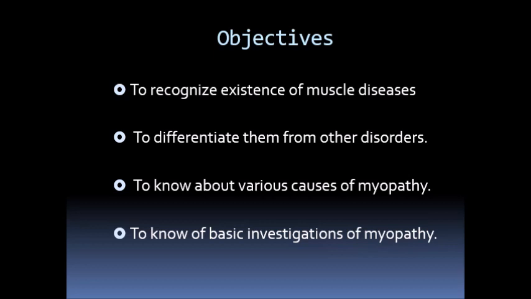The second objective is to differentiate them from other disorders, especially disorders of the lower motor neuron. I'll speak about that later on. And to know about the various causes of myopathy. These are quite varied, there are a lot. So we will only have some outline about these various causes. We don't need to go into the very details of them. And to know about the basic investigations of myopathy.